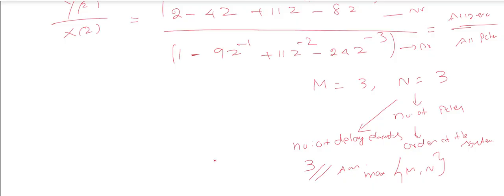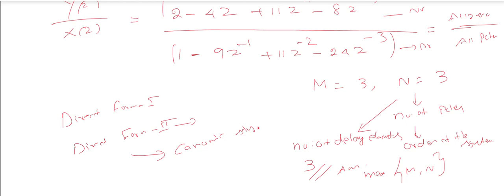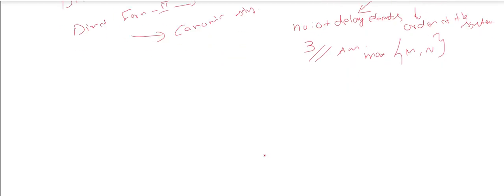Now you can realize the system either in direct form 1 structure, or you can realize it in direct form 2 structure. Once you know the concept of direct form 1 and how it is rearranged into direct form 2, you can directly implement it by using direct form 2. It's a canonic structure. So how many delay elements are required here? 3 delay elements are required, so you draw the 3 delay elements.